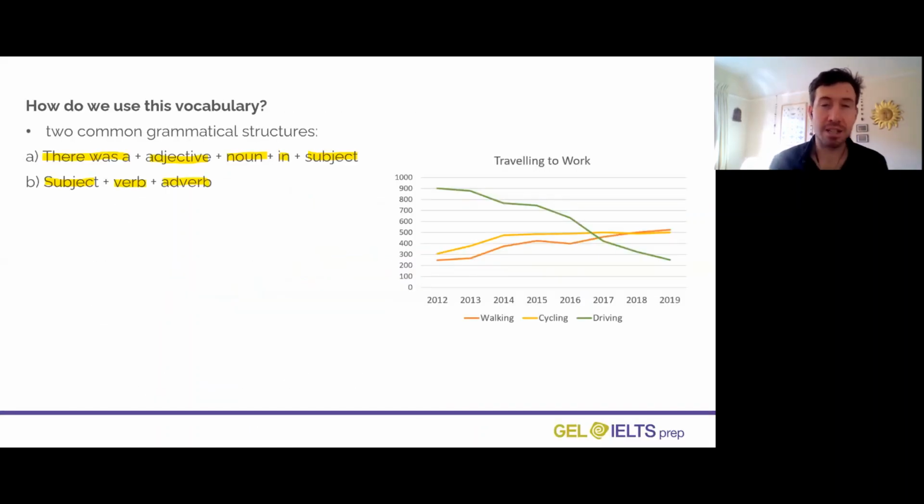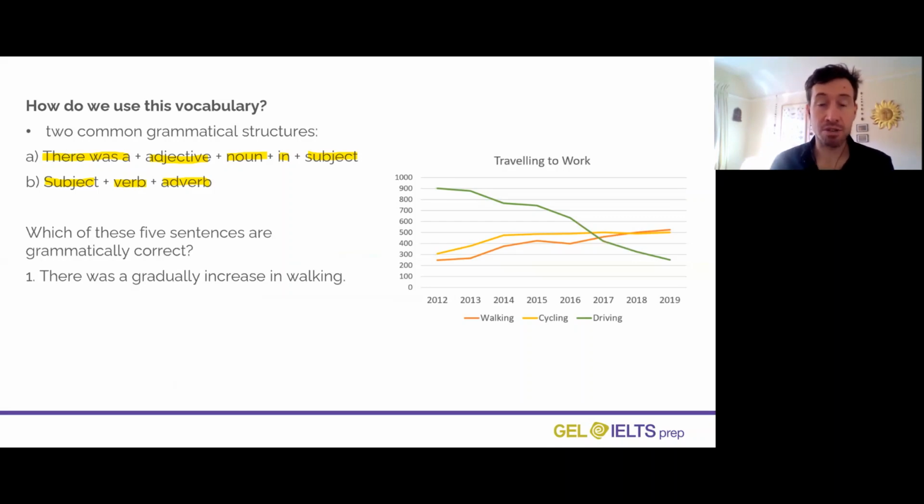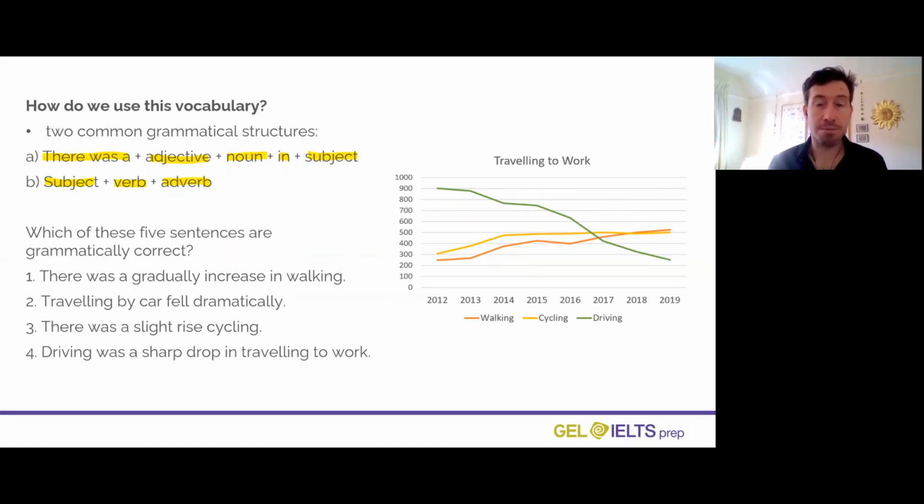Now we're going to have a little bit of practice with these structures. So have a look at question 1 in the activity below the video. And I want you to answer which of these 5 sentences are grammatically correct. There was a gradually increase in walking. Traveling by car fell dramatically. There was a slight rise cycling. Driving was a sharp drop in traveling to work. And traveling on foot a rise significantly. So I'd like you to look at those for a moment and see if you can choose which ones are grammatically correct.